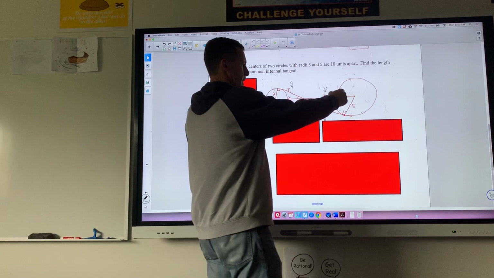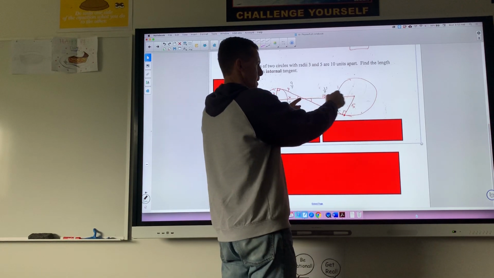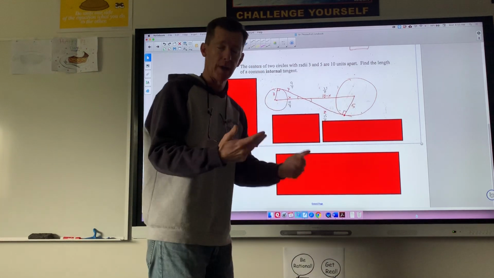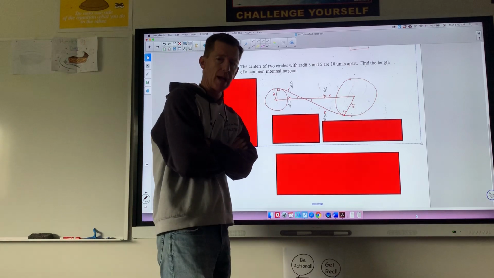I know that the entire length here is 10, right? 10 units apart. So if I label this part x, I could label this part 10 minus x. Could I go the other way? Of course I could. Wouldn't make a difference. Okay, so what do you notice? What are we going to do next?